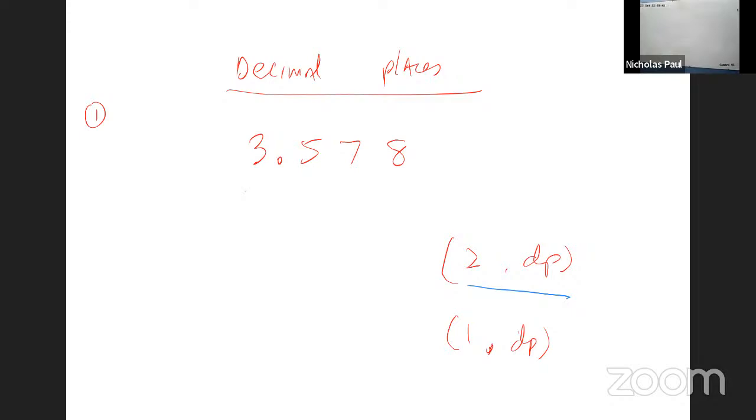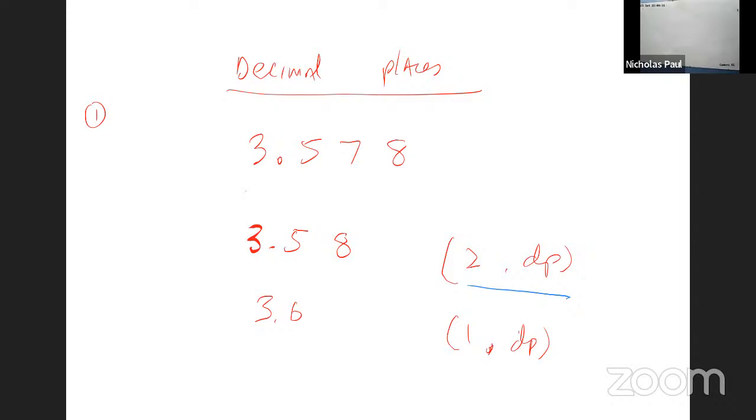All right, let's go. What did you all get for 2 decimal places? 3.58, because the number after 7 is more than 5. And 1 decimal place: 3.6, because the number after 5 is more than 8. Nice. So you're all good to go there. Now significant figures. Here's where we make mistakes.